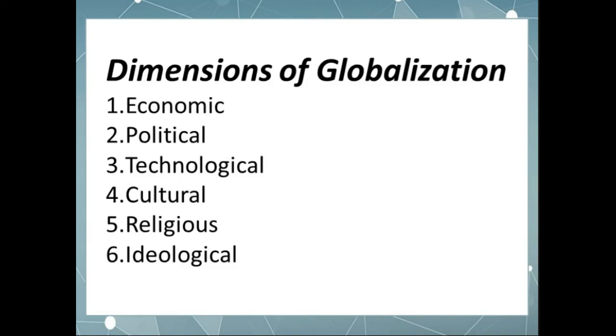Kaya, nagkakaroon tayo ng tinatawag natin na hybridation. Sa hybridation, nagkakaroon ng constructive interaction between global and local characteristics, which is often visible in food, music, dance, film, fashion, and language. Just like what I've said earlier, na ina-adapt ng isang country kung ano yung nakikita niya sa ibang country na maganda, ganun din yung nangyayari when it comes to cultural dimension of globalization.